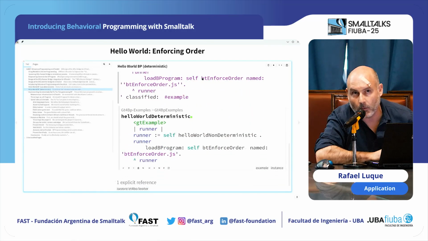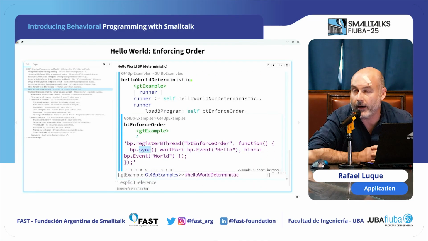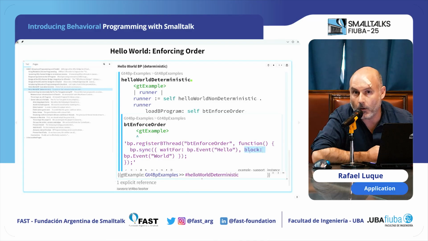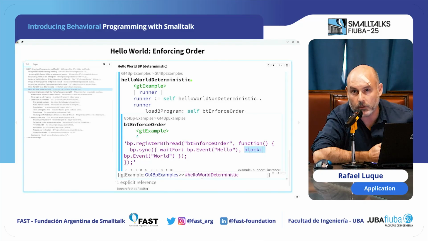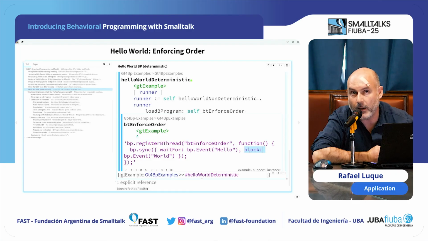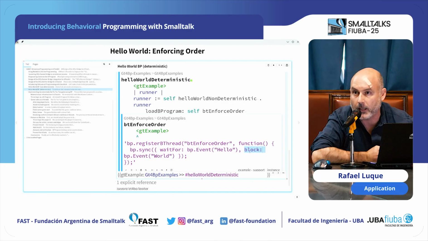So we are going to start from our previous non-deterministic hello world, which is this one, and we simply add a third B thread, this B thread enforce order. At its synchronization point, this B thread is declaring that it waits for the hello event, and at the same time it is blocking the world event. So this is the way, as said before, we can use multimodality with BP. With this third B thread, we block the world event until the hello event is emitted by the system, by the B program.